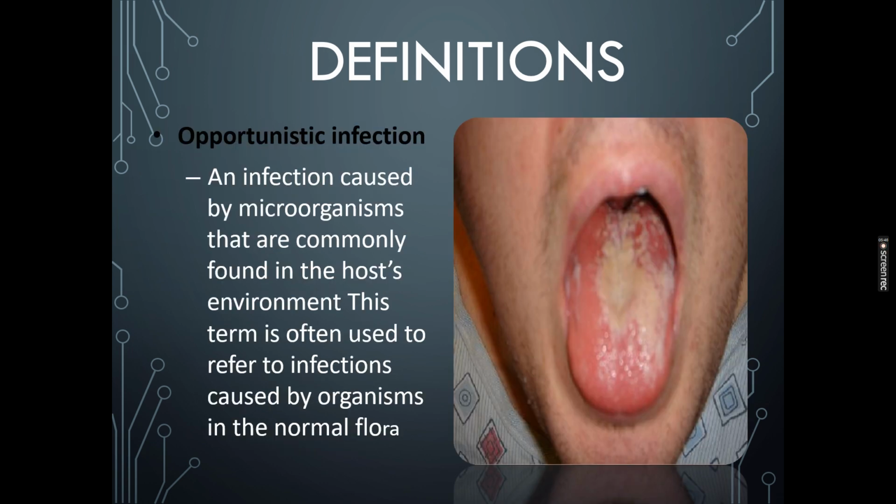Opportunistic infection. This is the infection that is caused by microorganisms commonly found in the host environment, like the normal flora. Normal flora means the bacteria that are not harmful for our body, but when they cause active disease in the patient, that is called an opportunistic infection. Like the patient who is suffering with HIV, AIDS, they will have chances of getting tuberculosis.